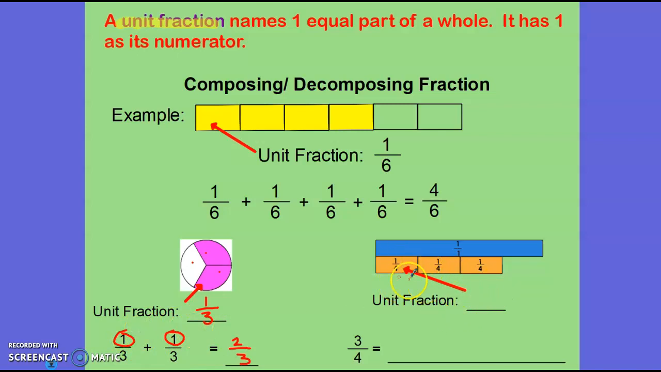In this case, the unit fraction is just one piece, which is 1/4. And I know the total is 3/4. In order to decompose this fraction, we are going to add 3 pieces of 1/4 together: 1/4 plus 1/4 plus 1/4. That's how I compose 3/4.